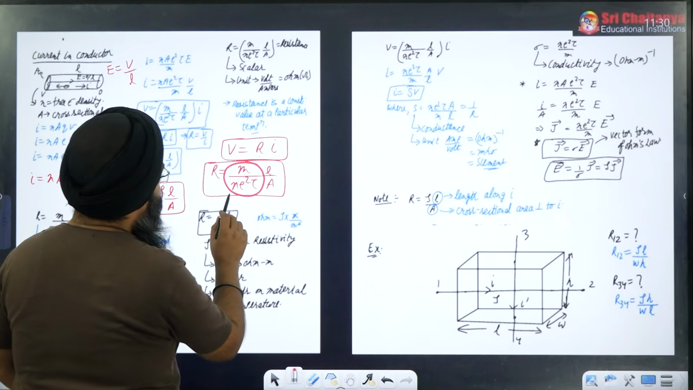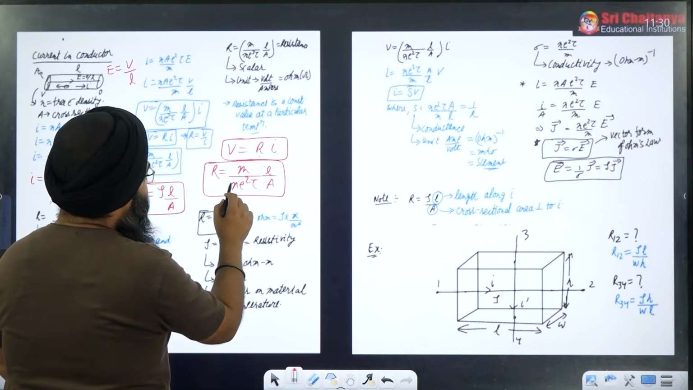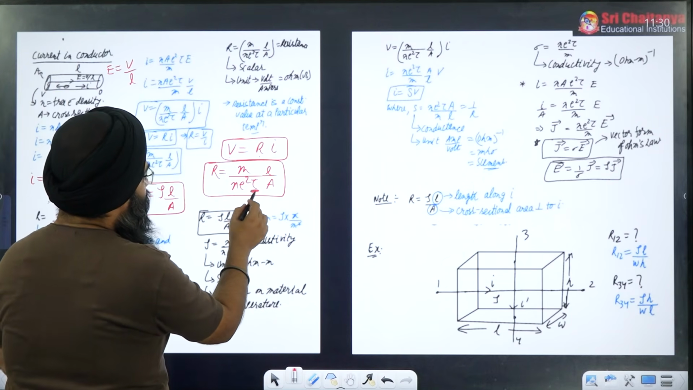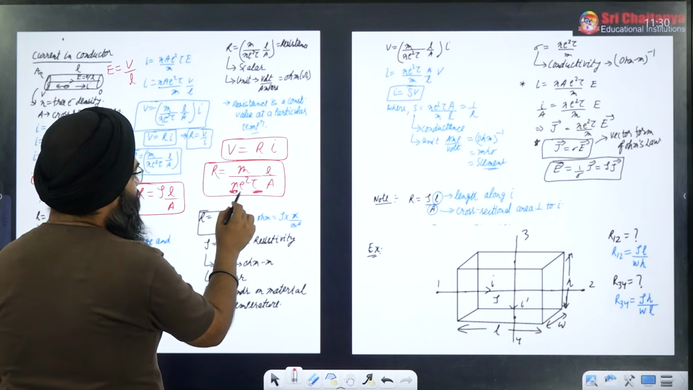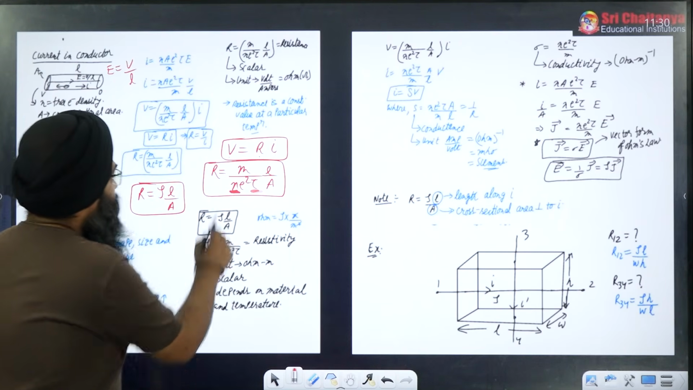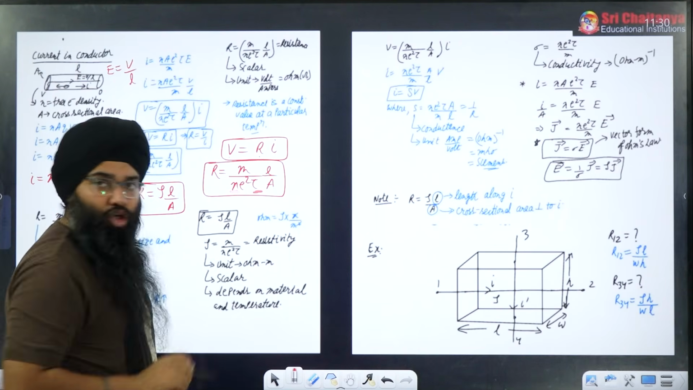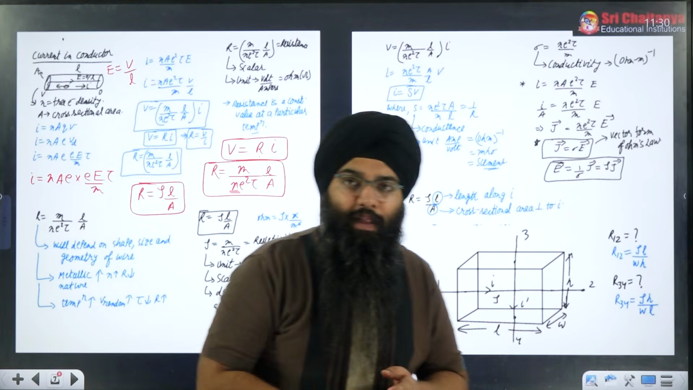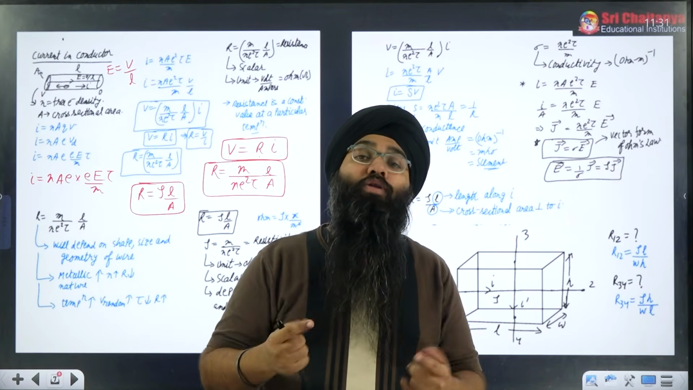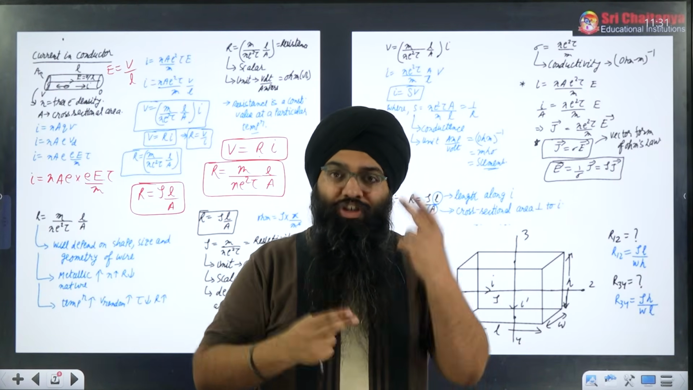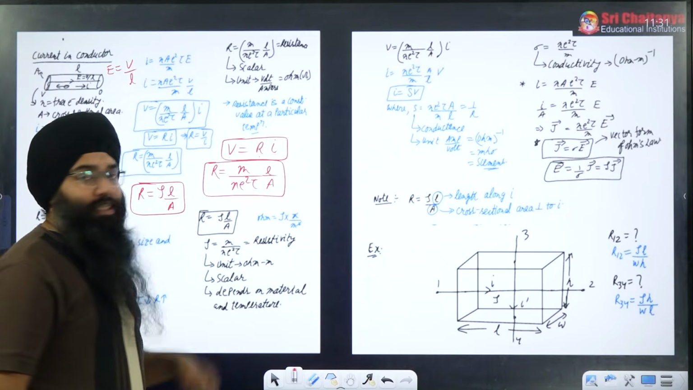Resistivity is only depending on the nature of the material, because relaxation time will depend on the nature of the material. N will also depend on the nature of the material. So these two quantities depend on the nature. So resistivity will depend on the nature of the material. Resistivity will also depend on the temperature of the conductor. If you change the temperature, these quantities will change.